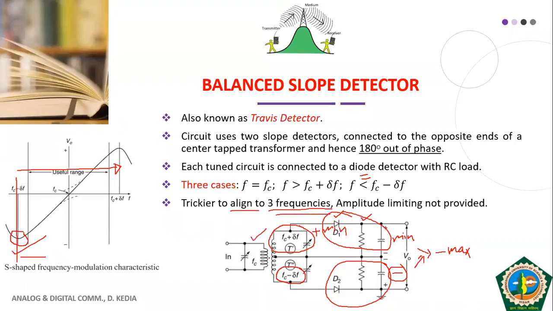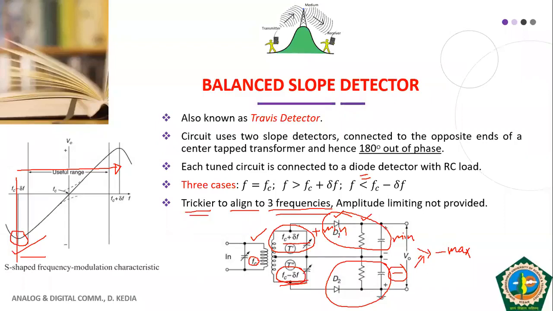Your primary should be aligned to fc. Your secondary, the upper portion, should be aligned to fc plus delta f, and the lower portion of your secondary should be tuned to fc minus delta f. So it is very tricky and a bit difficult to align to three frequencies. Still, we have been able to achieve more linearity in the case of the balanced slope detector.